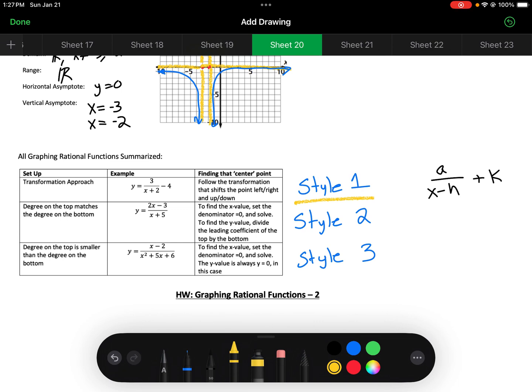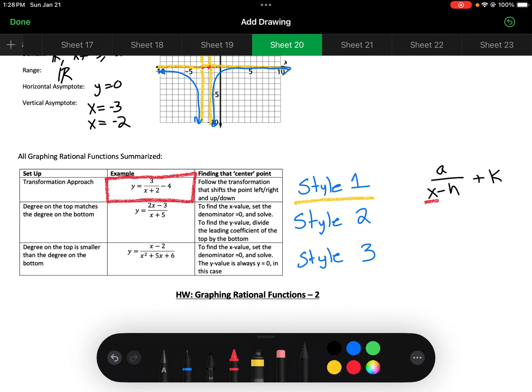The first style that we did, we followed transformations. The dead giveaway is you usually see an x, not an x squared, just a plain old x on bottom and no other x's anywhere else. Looking at this example, you see that x plus 2 on bottom. So an x on bottom, and when you look on top, you see a number. No x squareds, x on bottom, number on top. We're going to follow the transformations.